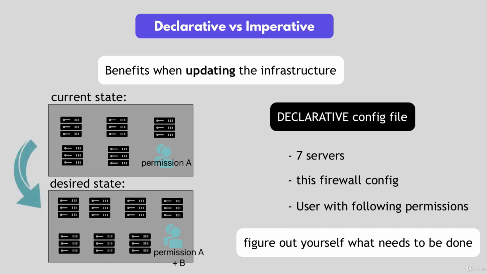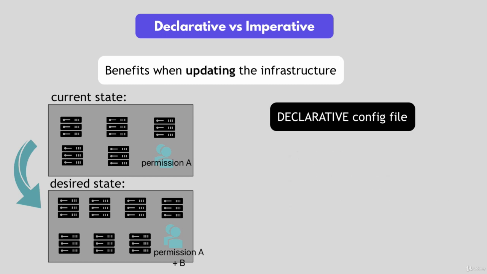So now you don't have to actually calculate and decide how many servers needs to be added. You just say, I want 7 servers at the end. That's what I want. Or you don't need to calculate and figure out how many permissions or which permissions you should add. You just say, I want this set of permissions to come out at the end.